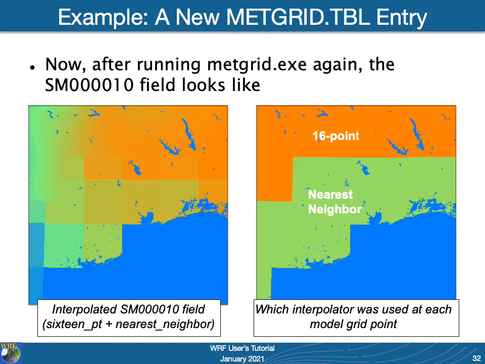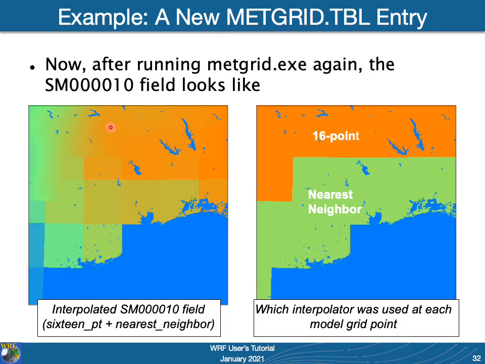So after adding that entry to our metgrid table, we can rerun the metgrid program, and now that error message is no longer printed to the terminal screen because we in fact do have an entry for soil moisture. And after running metgrid, we can use NCView to take a look at the metgrid netcdf output. And if we look at the soil moisture field, we'd see something that looks like this panel on the left.